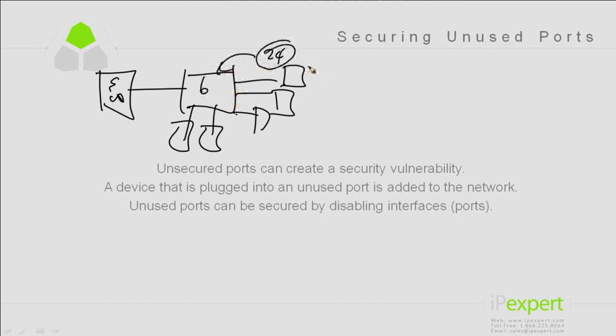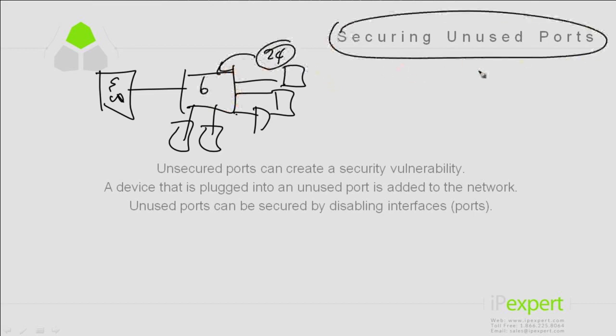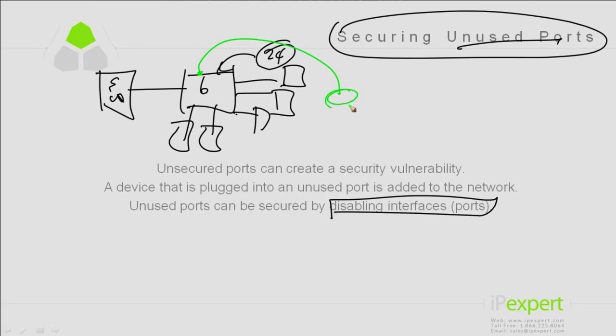So to protect myself, the best way possible is to take a look at the unused ports that I have and mitigate my security risk by simply disabling those interfaces. So now if a cyber attacker were to come in and take one of these unused ports and try to hook a computer up to it to attack my infrastructure, this port is actually disabled, therefore this process can't take place.